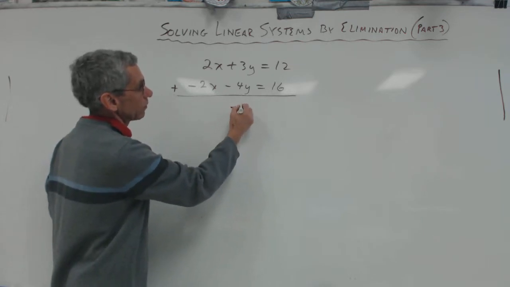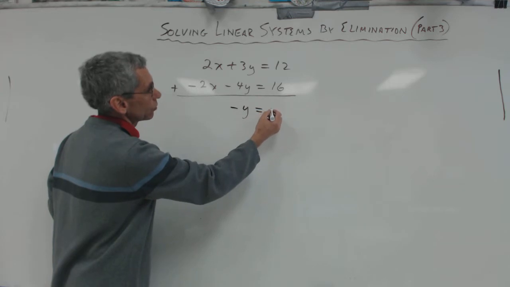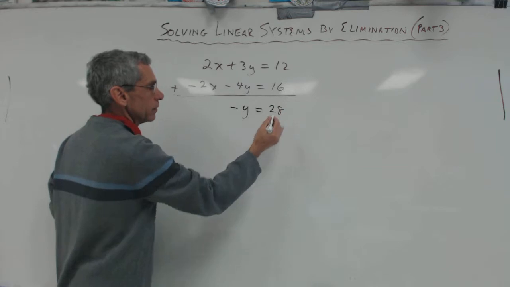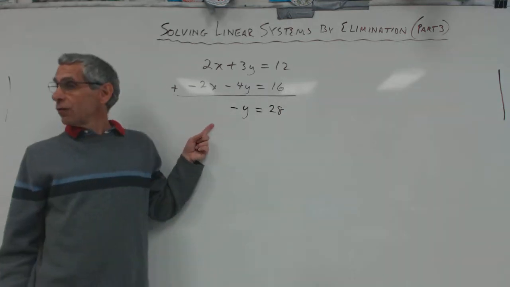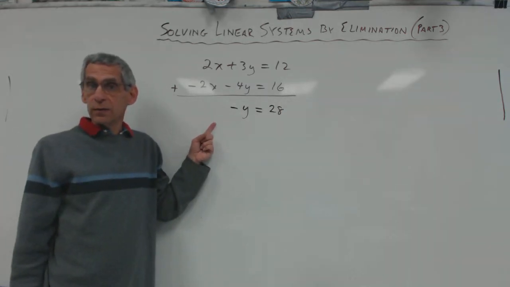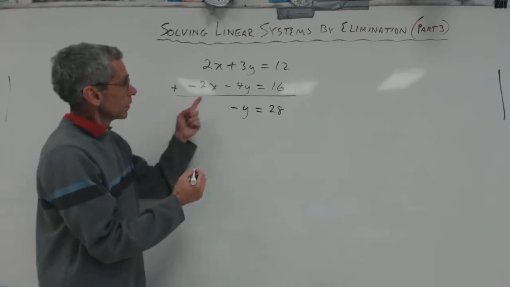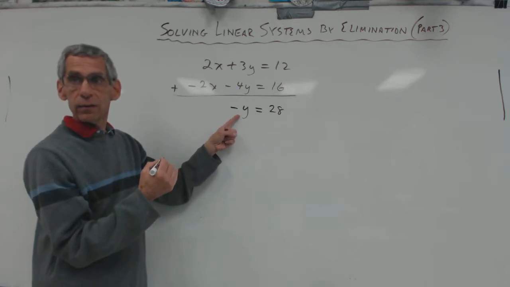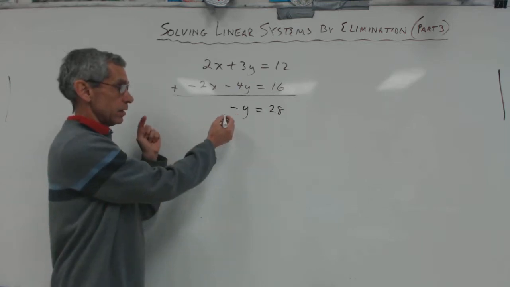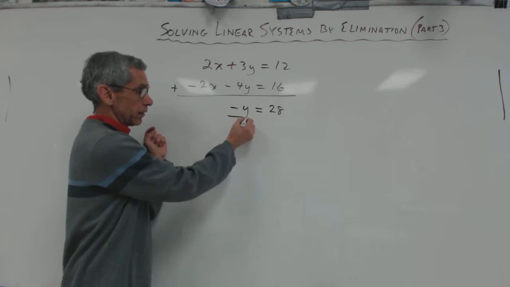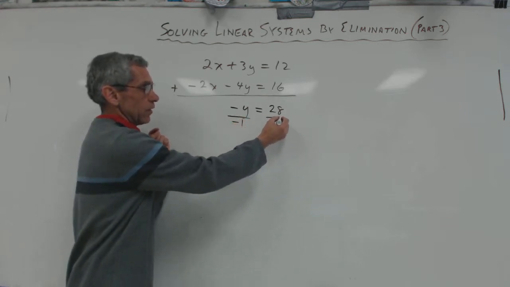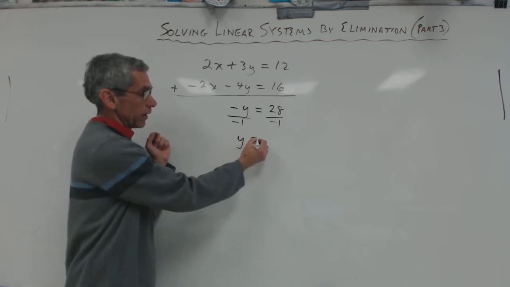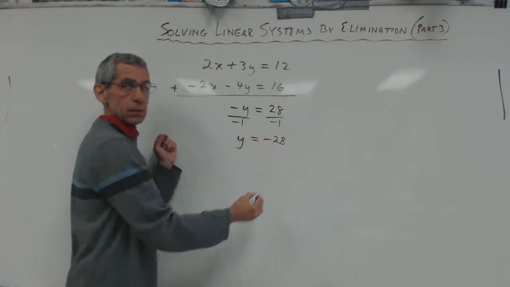All I have is negative y is equal to, did I do that right? Negative y is equal to 28, right? So now I know what negative y is. I need to know what positive y is. Because 3y minus 4y is negative 1y. I could add y on both sides, or I could just divide both sides by negative 1. Then I get positive y is equal to negative 28.